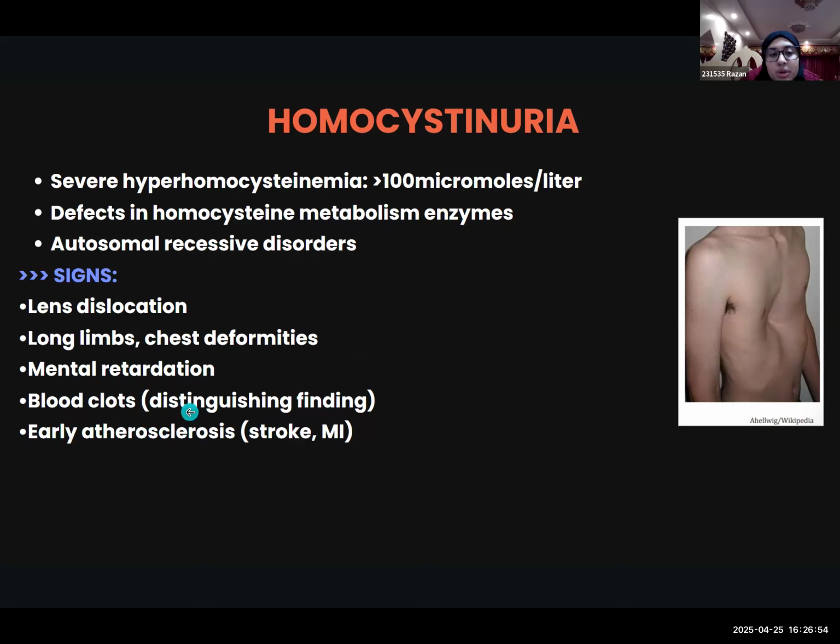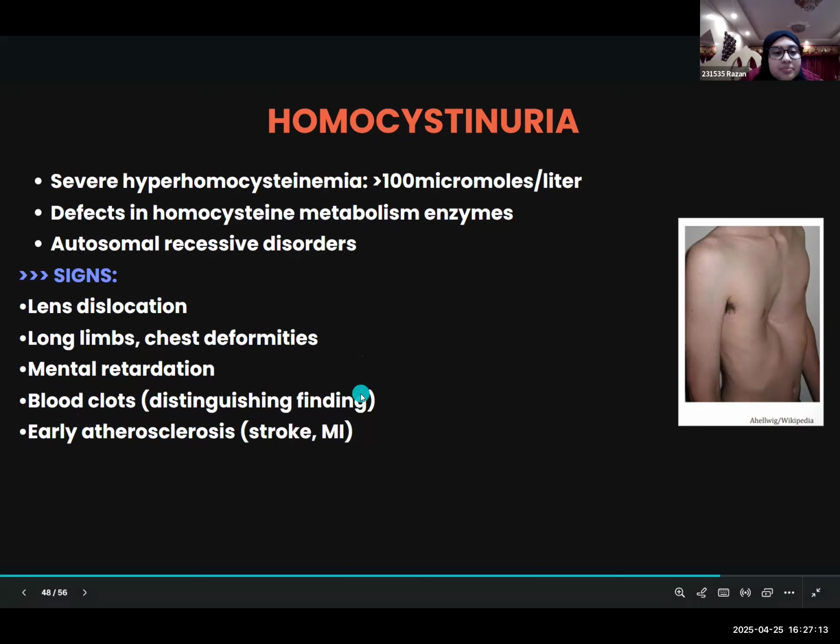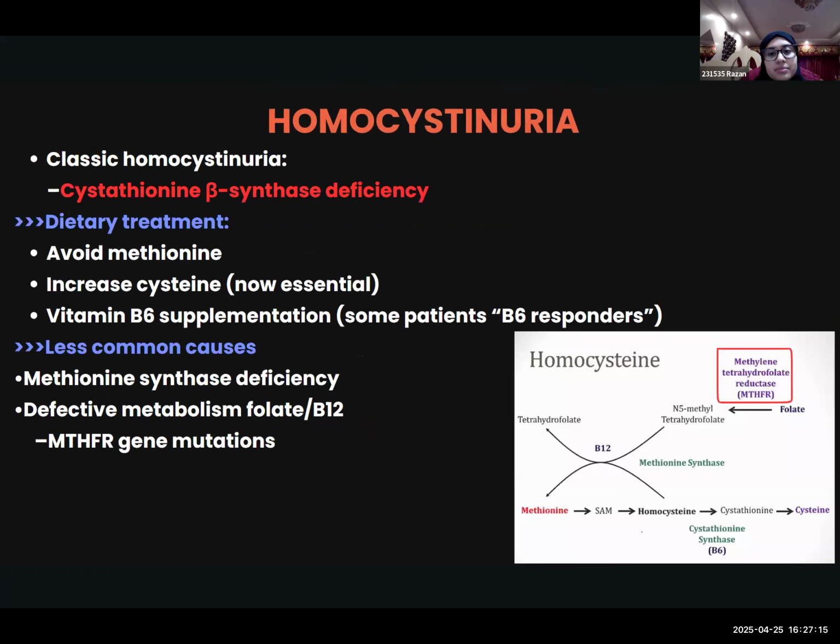I'm not sure if you took Marfan syndrome, but you can distinguish homocystinuria because Marfan syndrome patients also present with the same signs, but the only thing that differentiates them is the blood clots. So having blood clots would indicate homocystinuria. Again, this is the enzyme, which is cystathionine beta synthase.